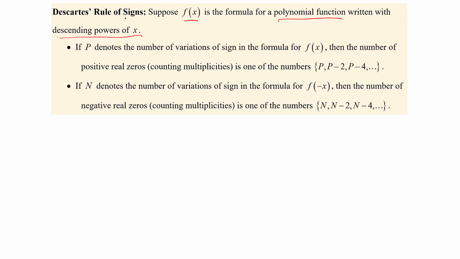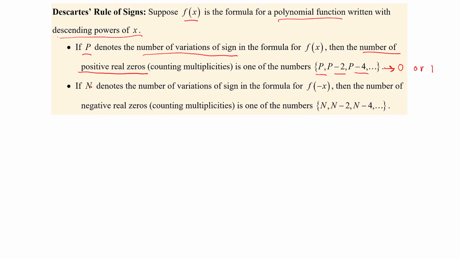Okay, so how it works: if p denotes the number of variations in sign of the formula for f of x, then the number of positive real zeros, counting multiplicities, which we'll talk a little bit more about later, is one of the numbers p, p minus 2, p minus 4, and we keep going, p minus 6, p minus 8, whatever, until we get to either 0 or 1.